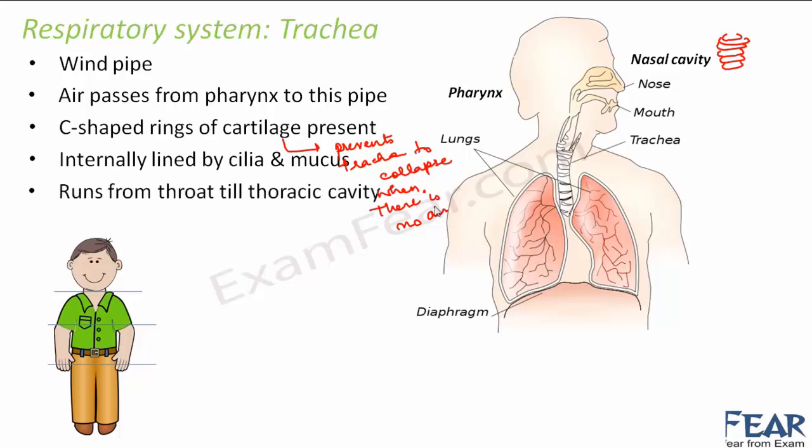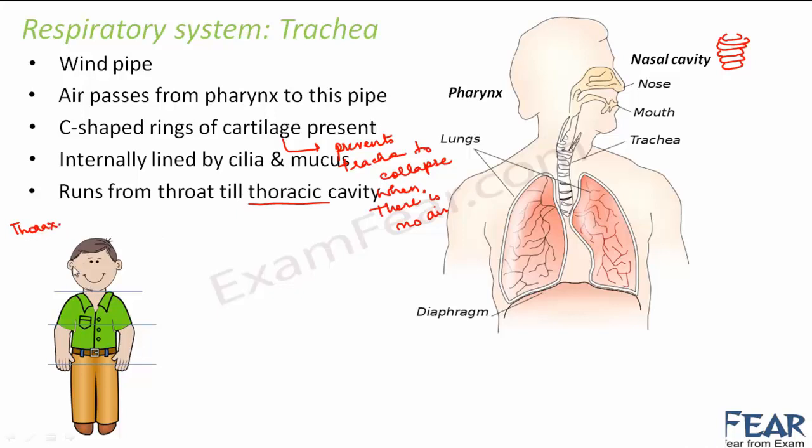It runs from throat till the thoracic cavity. So the trachea starts from throat. You can see it is starting from somewhere here from the throat, and it runs till the thoracic cavity. Now the question is, what is thoracic cavity? The word thoracic has come from the word thorax. So let us see what is thorax.